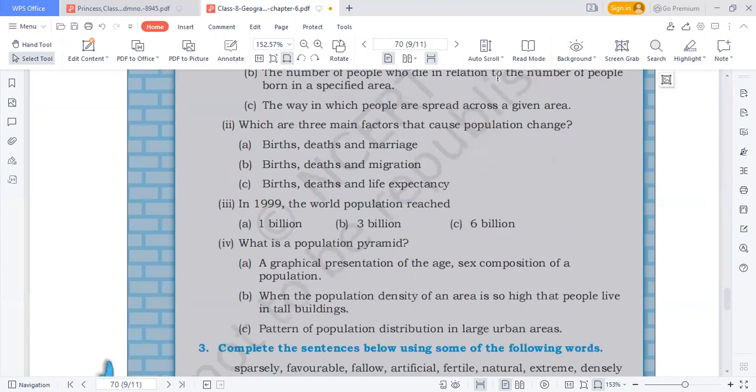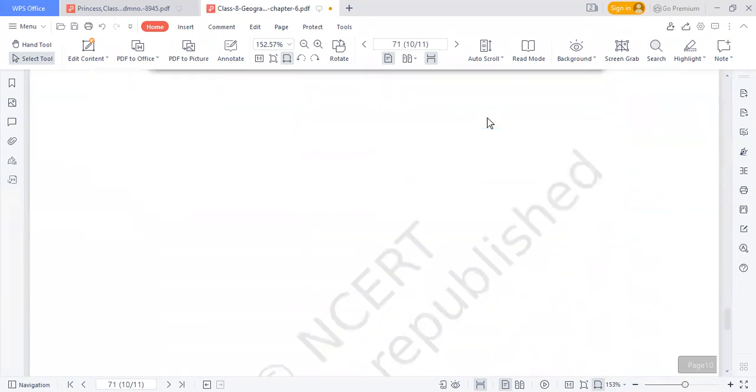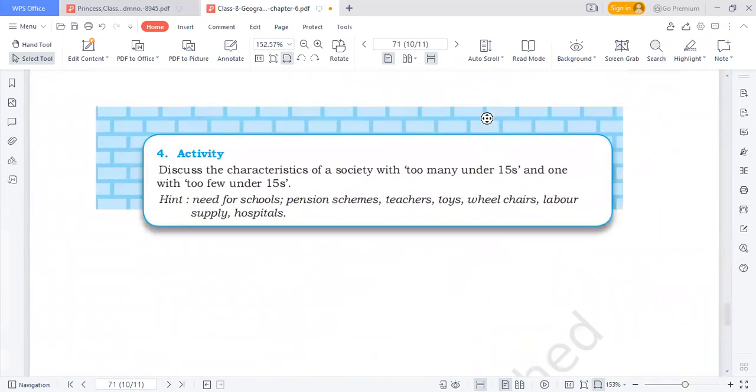Manasvi, first answer. Japji, Manasvi, correct answers. What is a population pyramid? A graphical presentation of the composition of a population. A option is correct. This was your chapter.